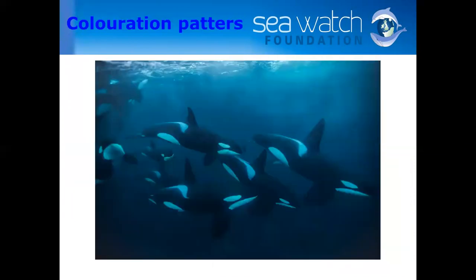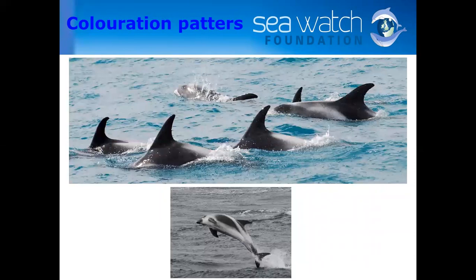Coloration is also very useful to distinguish other types of cetaceans, like orcas, like white-beaked dolphins. They have these dark and light gray patterns. They look brownish in this photo, but that's a result of the light, of the conditions being sunny. If you look at the bottom photo, that's more what you'll get to see.